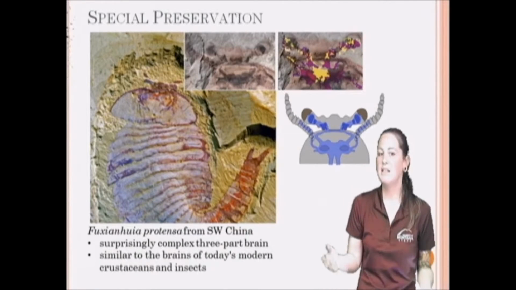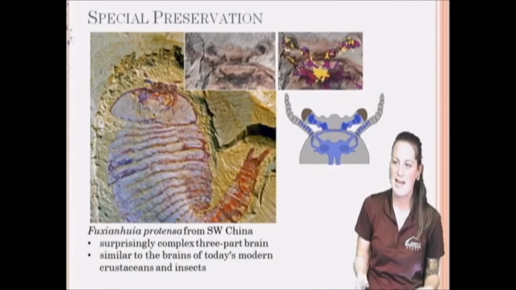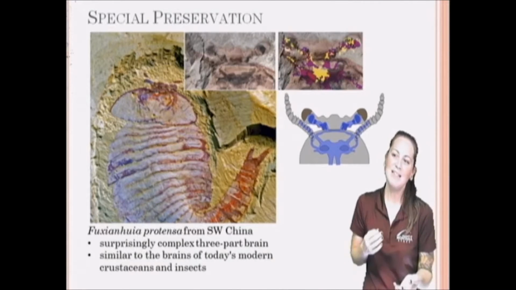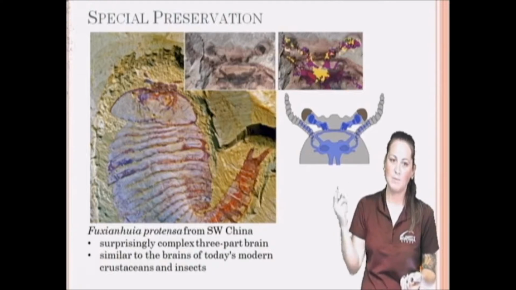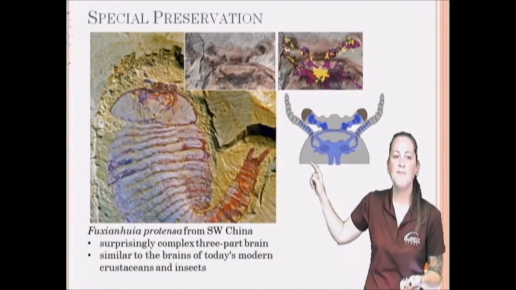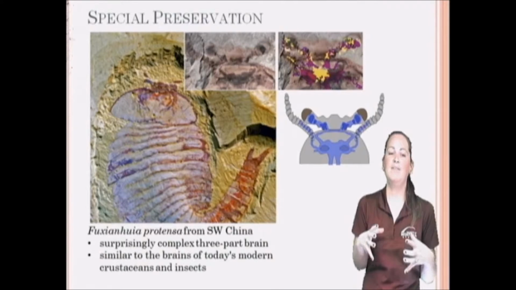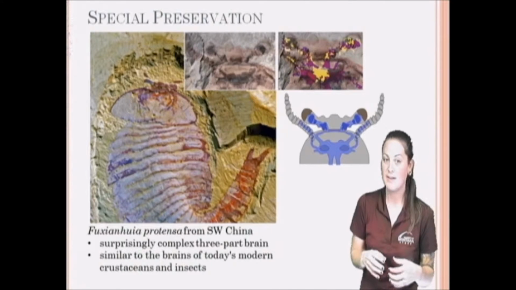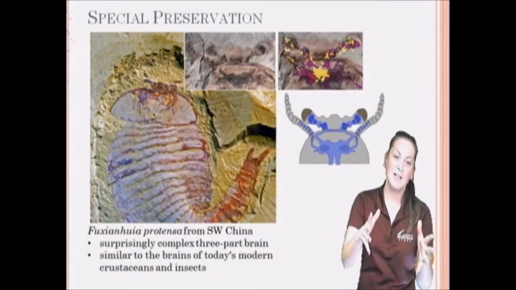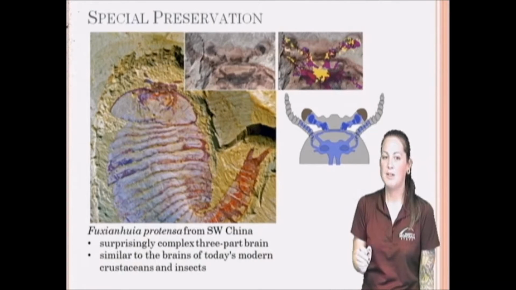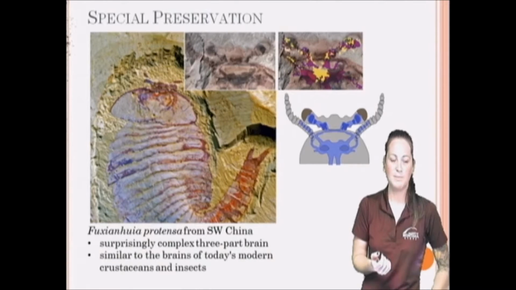This wasn't a fluke, this wasn't just some crazy researcher saying, hey, that's a brain. 7 different fossils were found with the same structures. And these were found using a scanning electron microscope, a very high-tech, high-powered microscope that fires electrons at the specimens to look at the structure of the specimen, which is very cool.